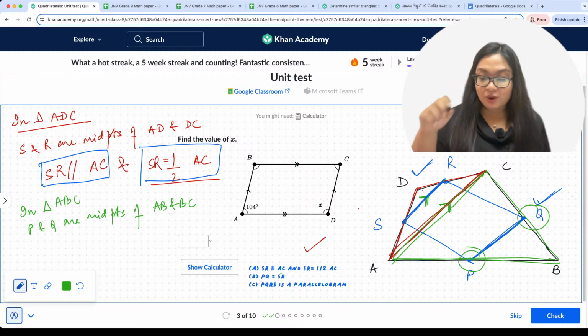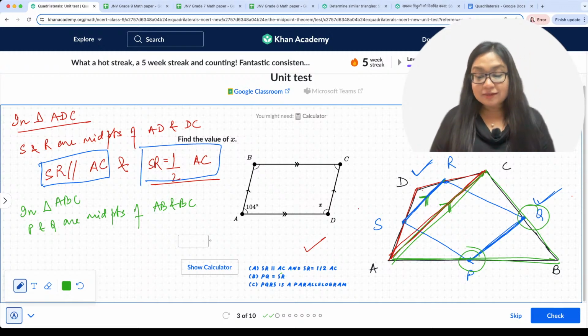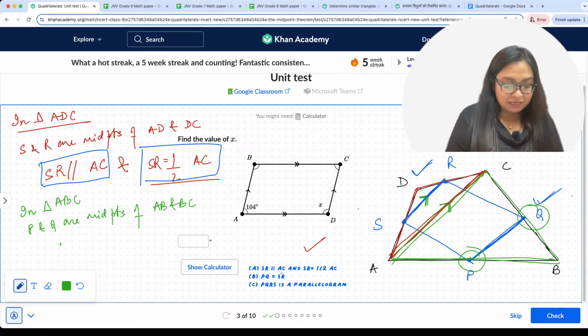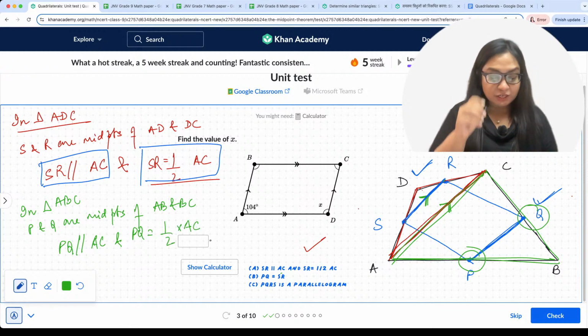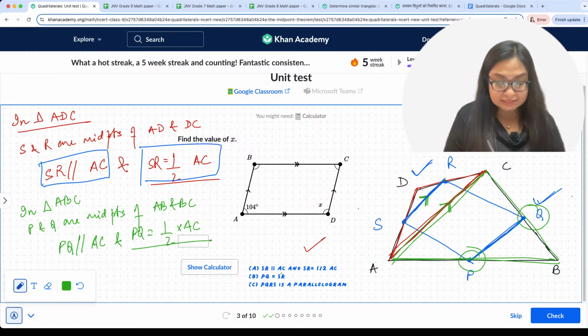So let's go ahead and write: P and Q are midpoints, and the line joining the midpoints of two sides of a triangle is parallel to the third side. So I can easily write PQ must be parallel to AC, and PQ must be half of AC. Correct?